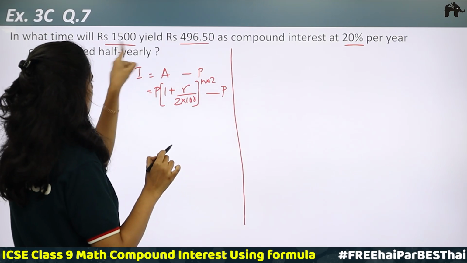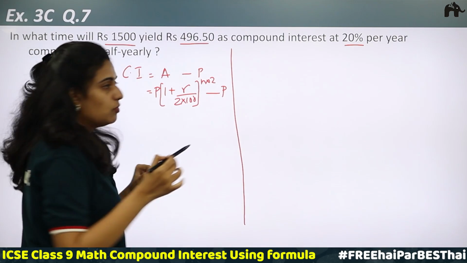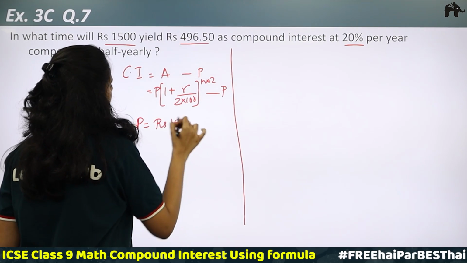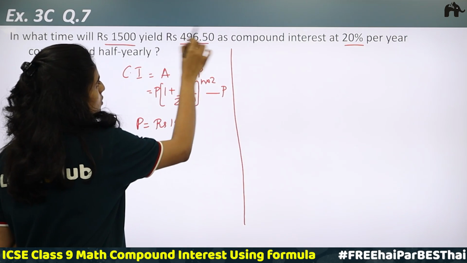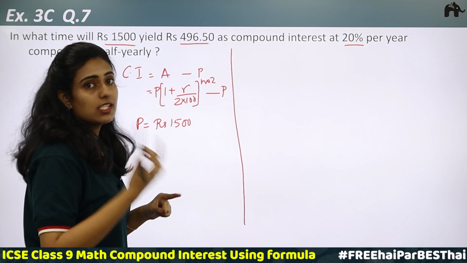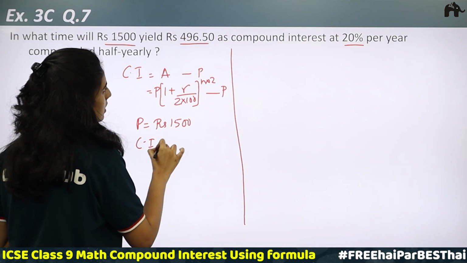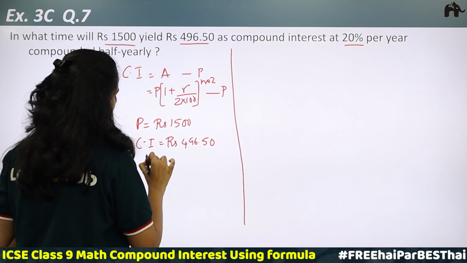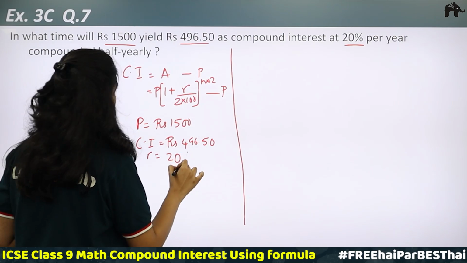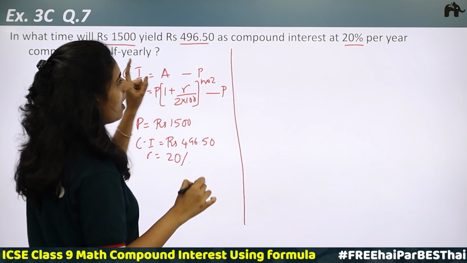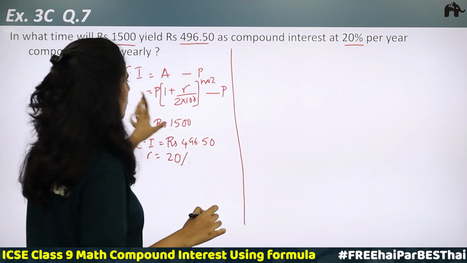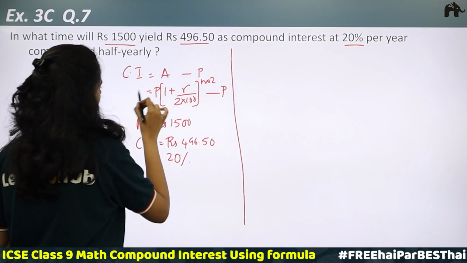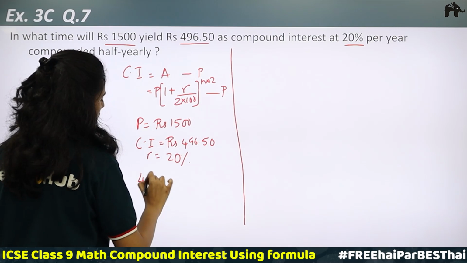Now what is given? In what time will rupees 1500, this rupees 1500 will be your principal. Principal is rupees 1500. Yields rupees 496.50 as compound interest, means compound interest is equal to rupees 496.50. Rate of interest is 20%, compounded half yearly. Okay, we need to find the number of years. N we have to find. Okay, now substitute the values.